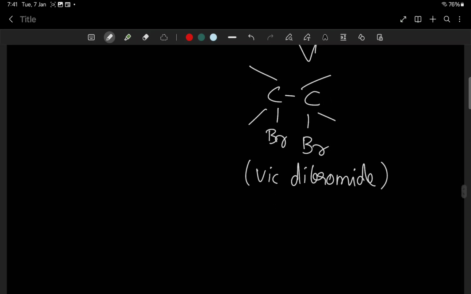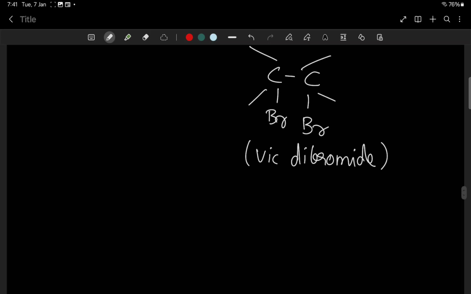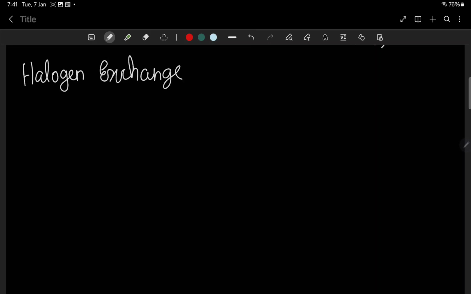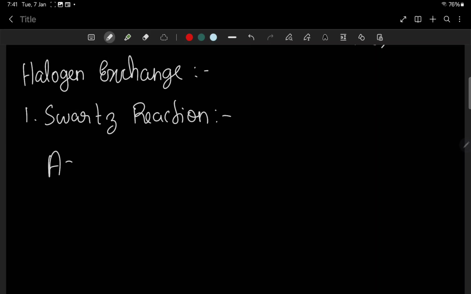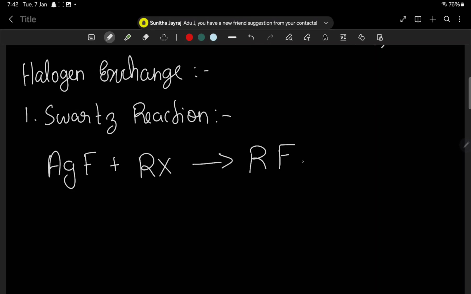Now next is the other type, that is halogen exchange reaction, exchanging halogen from a compound. This is another method of preparation. In this there are many named reactions. The first reaction is called the Swarts reaction. Very simple. From AgF you can prepare fluorides, RF. Into AgF add RX, what we get is RF plus AgX.